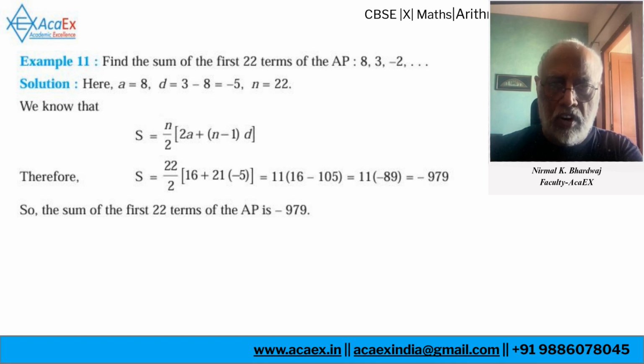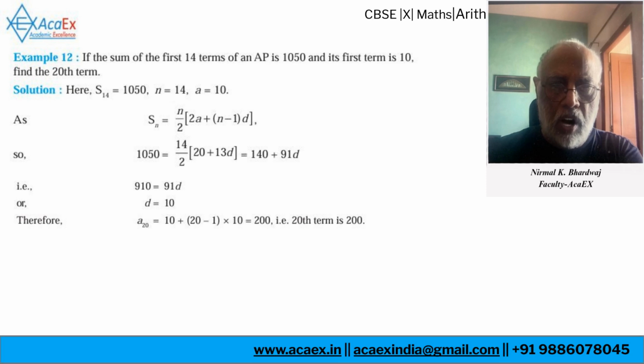Find the sum of the first 22 terms of the arithmetic progression 8, 3, negative 2. Here, a equals 8, d equals negative 5, and n equals 22. Using the formula, the sum is 11 multiplied by 16 minus 105, which equals negative 979.